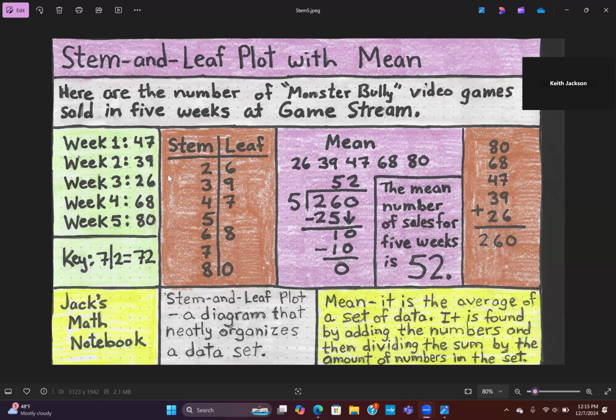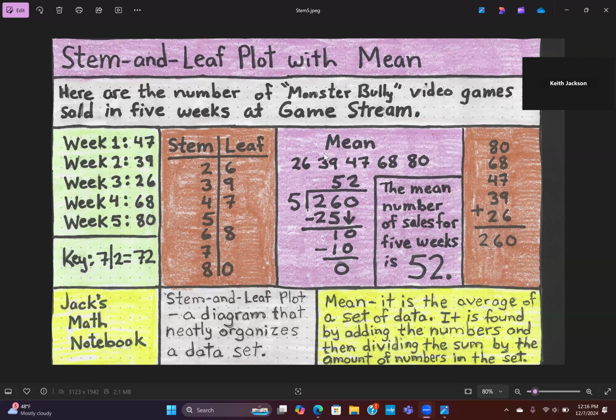All right, so now that we have the data organized real neatly, we can put those numbers in order from least to greatest, in which we have 26, 39, 47, 68, and 80. And when we add these numbers up, we will get 260. And what we're going to do, we're going to divide by 5. Well, why divide by 5? Because there are 5 numbers in that data set. And so when we do that, 260 divided by 5 will give us 52. So the average amount of videos sold in that 5 week period was about 52 Monster Bully videos.